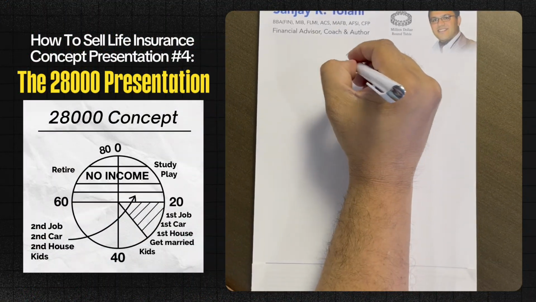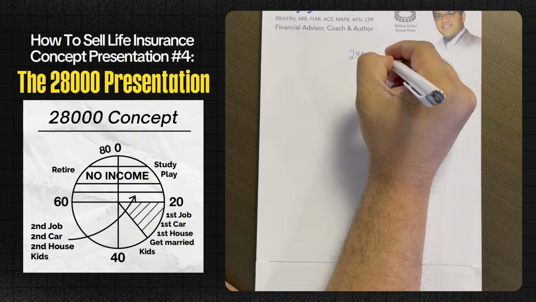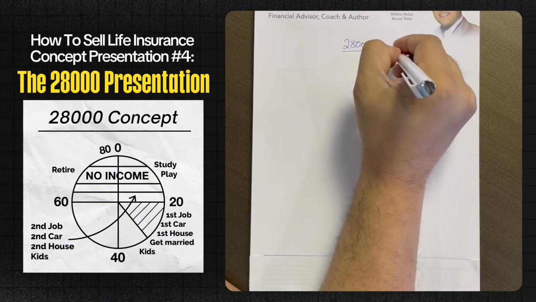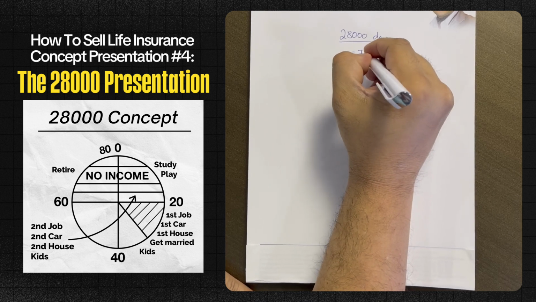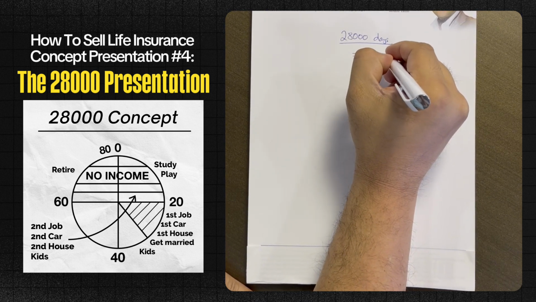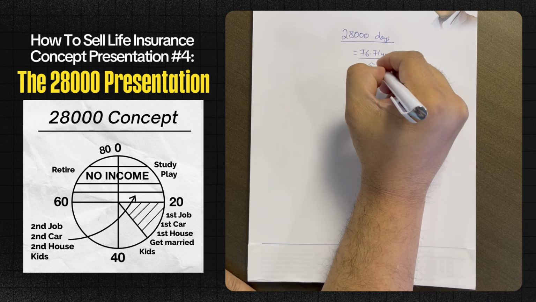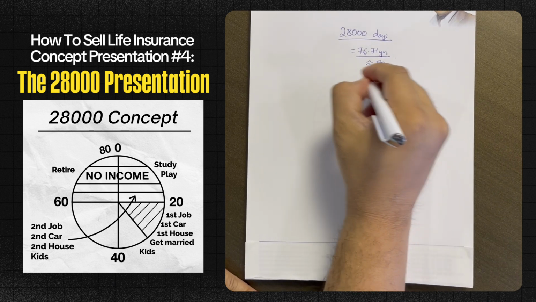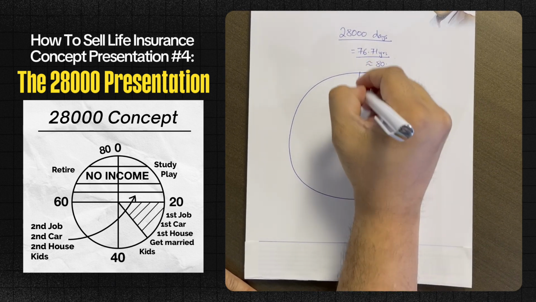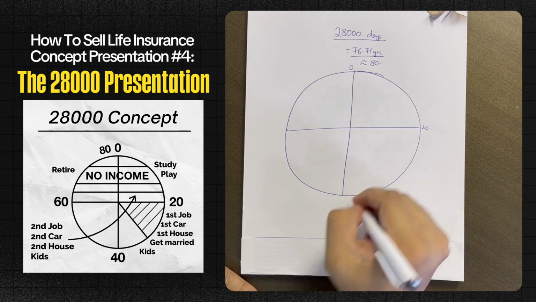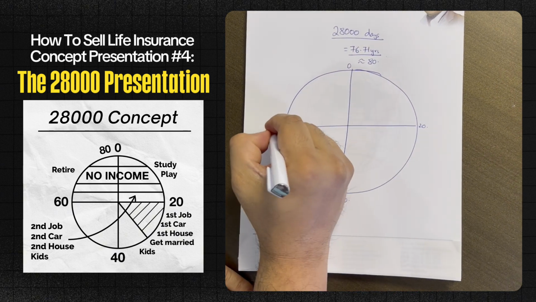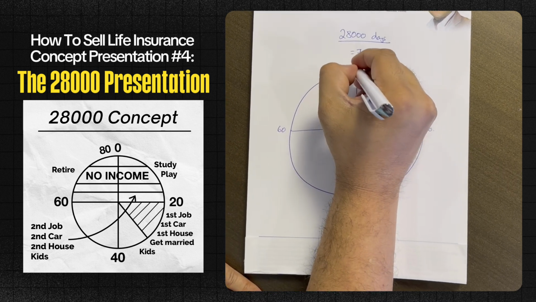Everyone on an average lives 28,000 days, because that's the average number of days a person lives, which is equal to 76.71 years. Let's assume it's approximately 80. This 80 is divided into 4 parts: 0 to 20, 20 to 40, 40 to 60, and 60 to 80.